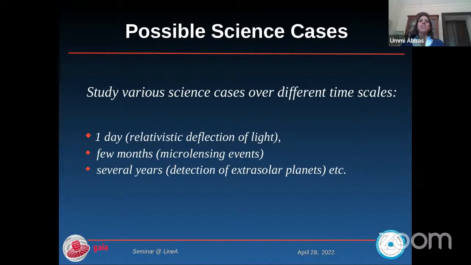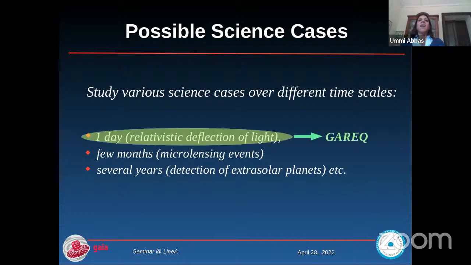I just briefly mentioned this, but we could study many different cases over different time scales. Those over one day would be the case of relativistic deflection of light experiments, and I'll come to this shortly. Those over a few months, for example microlensing events, or even experiments over several years, like the detection of extrasolar planets and the orbital solutions that it entails. I will mainly focus on this one-day experiment, or more like a couple of days, this Garrick experiment. And what is Garrick?